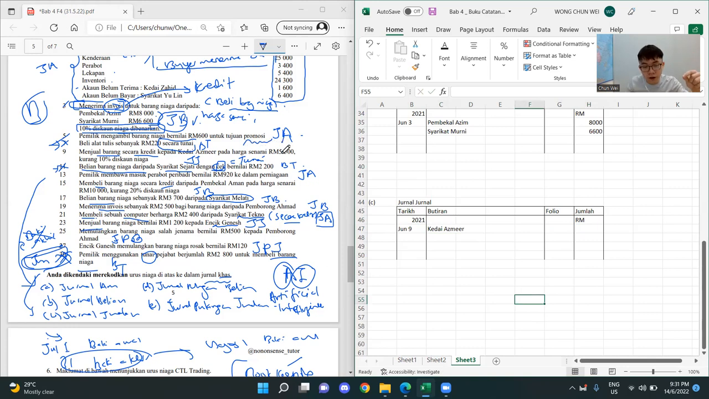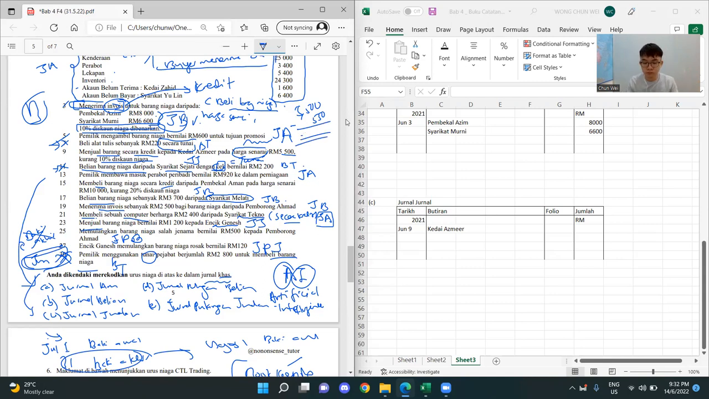Pada harga 5,500. This is harga senarai, right? And kurang 10%. This one you need to minus the 10%. So the 5,500 minus 10% is how much? So 5,500 times 10%, you get 550. Okay, so 5,500 minus 550, you will get 4,950. So 4,950 here is the jumlah. Now, this is the harga senarai that I mentioned just now. Oh yeah, this one, harga senarai. You will see it here at harga senarai. Okay, if okay, give me a 9 in the chat box. Nine. Great. Let's move on.